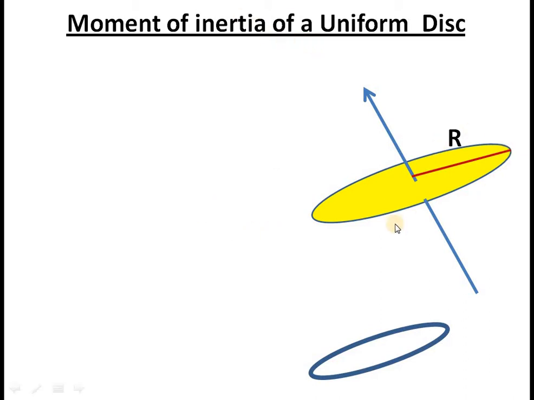A uniform disk is here, and a disk you can imagine is made up of an infinite number of thin rings, whose radii vary from 0 to capital R. Okay, you can imagine they are made up of infinite number of rings whose radius increases gradually. So the last one will be of radius capital R. So why are we assuming like that?